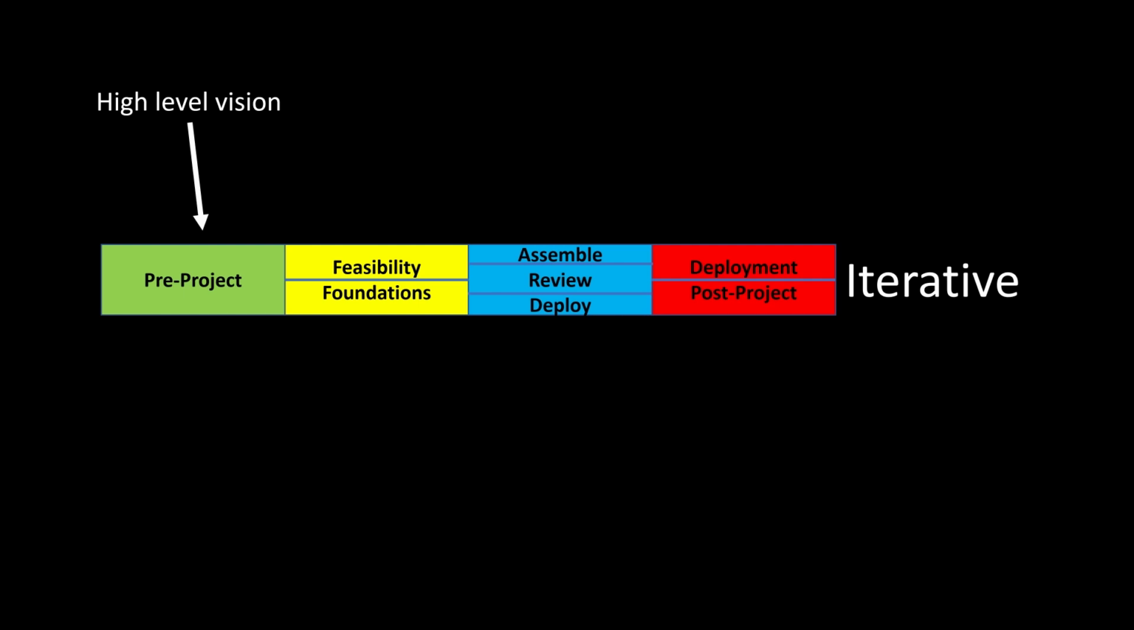So this pre-project is very similar to our concept phase. It's a high level vision about what we want to achieve and why we want to achieve it, which is the same as the concept phase. We may not be able to write a similar kind of business case here because we may not have enough clarity about the way forward. And this is where iterative life cycles become useful.